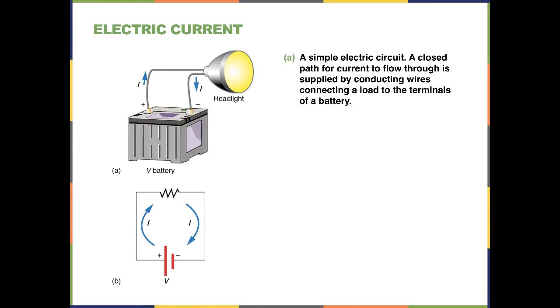A circuit is a path in which the electrons can travel, or the current can travel. A simple electrical circuit is a closed path that current flows through and is supplied by conducting wires, and it connects to the two sides of the terminal of a battery.